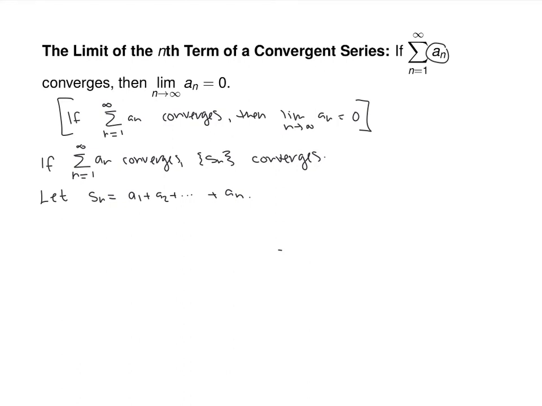And notice that S sub n minus 1, that would be a1, a2 up to a sub n minus 1. So S sub n minus 1 has one less term in it than S sub n. And if I take S sub n minus S sub n minus 1, so I take this whole thing, take away this thing, notice how everything cancels except for a_n. So that would equal a_n.